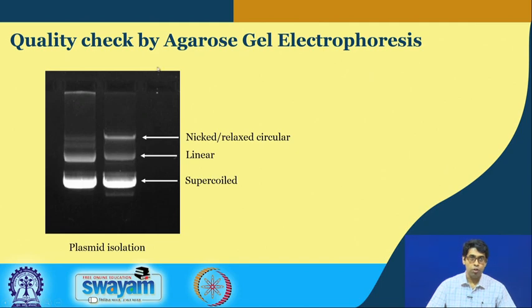So, you should also run a molecular weight ladder, and that will tell you that they are in the right molecular weight range. Then from that we can be very sure that our DNA is pure and we do not have much contamination from other genomic DNA.